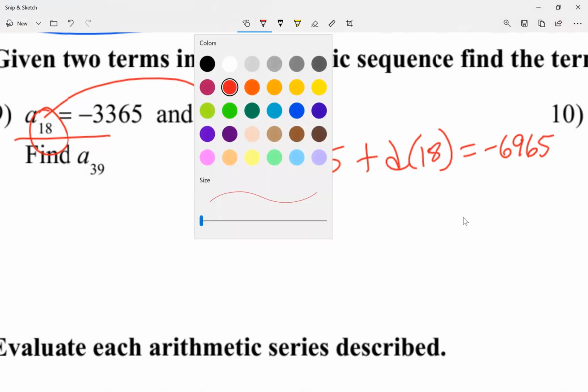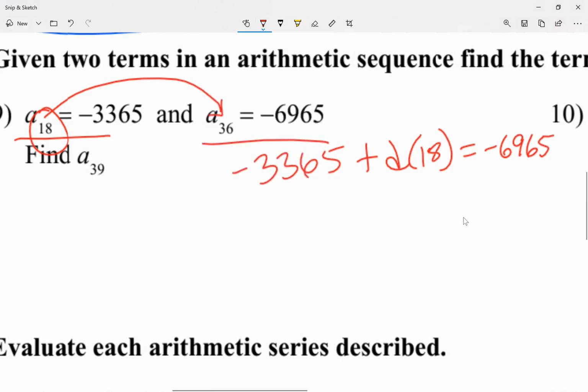I'm going to solve for D. I want to know what's the difference. The way I work algebra is, I wish I didn't have this number, the negative 3,365. I'm going to cancel it by moving it to the other side of the equal sign. The only thing is that when we move it from one side to the other, you have to switch the sign. So instead of minus, let me go plus 3,365.